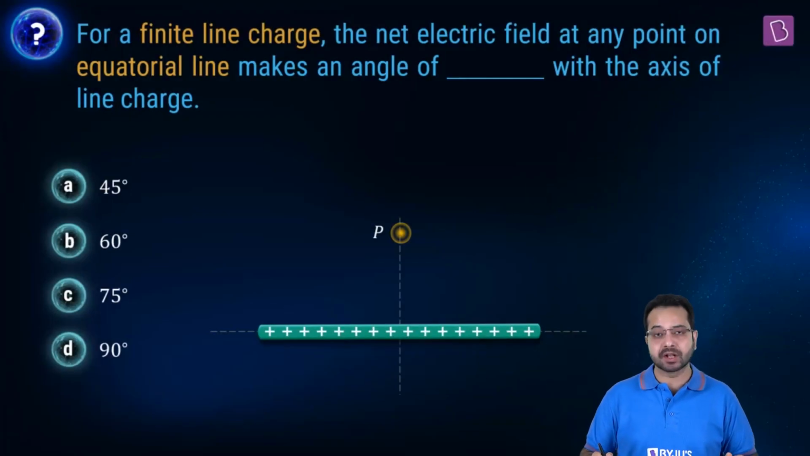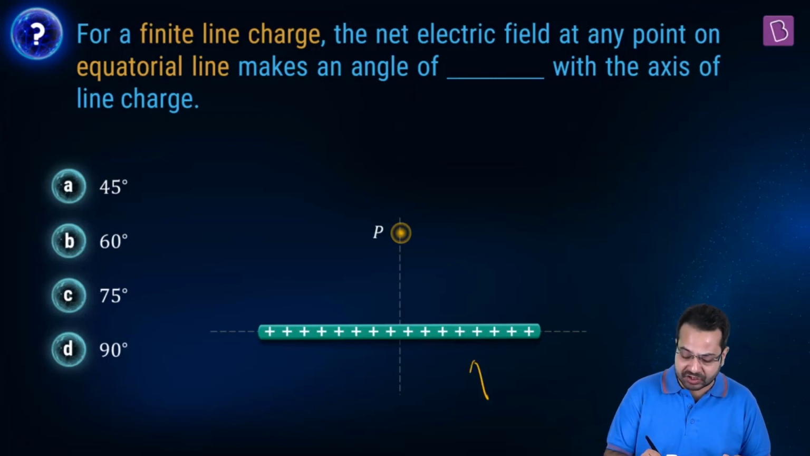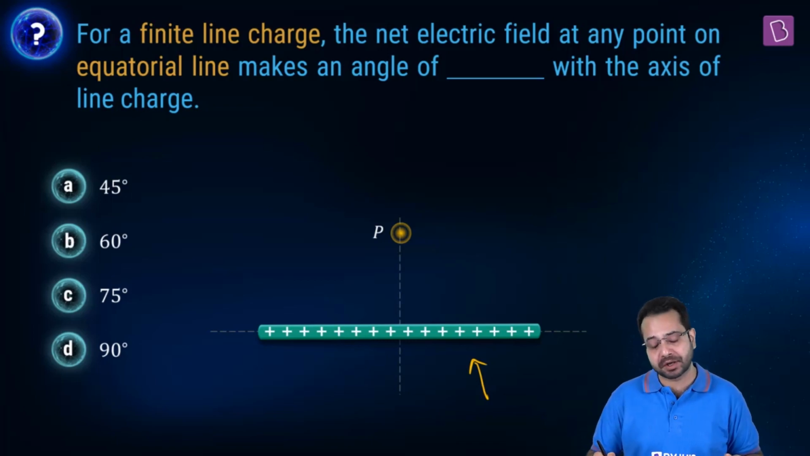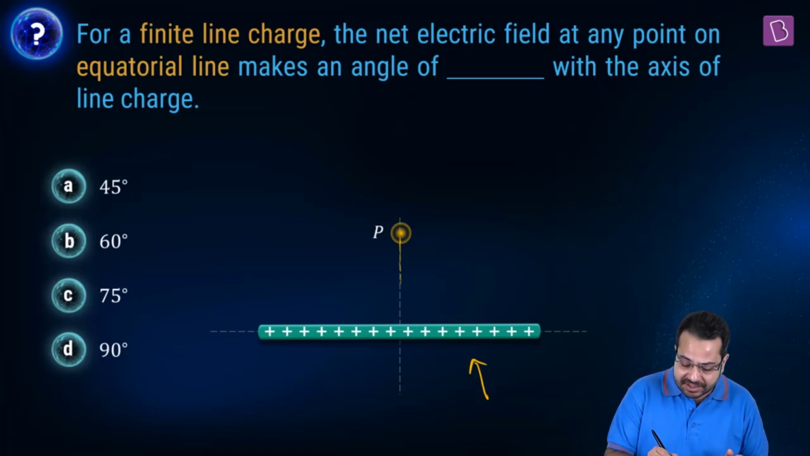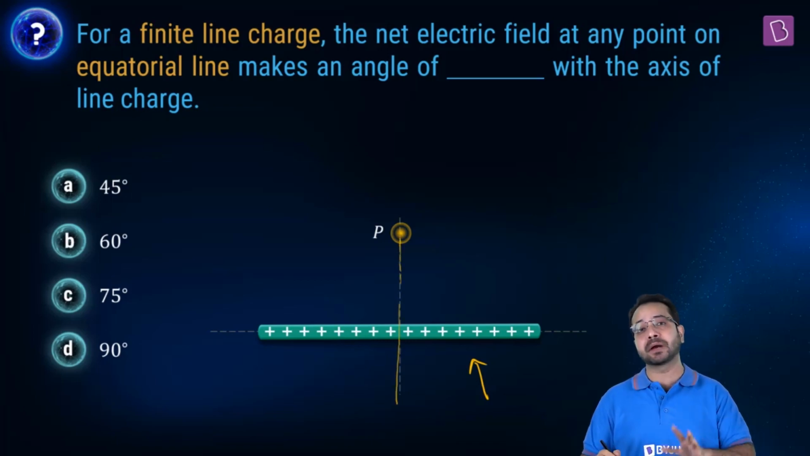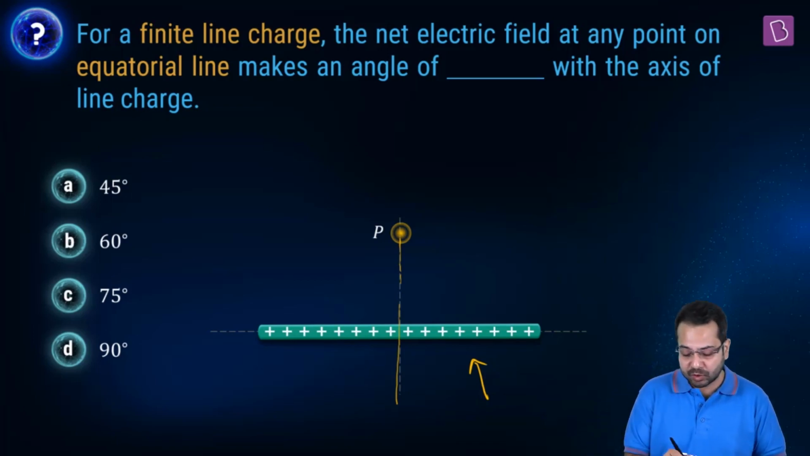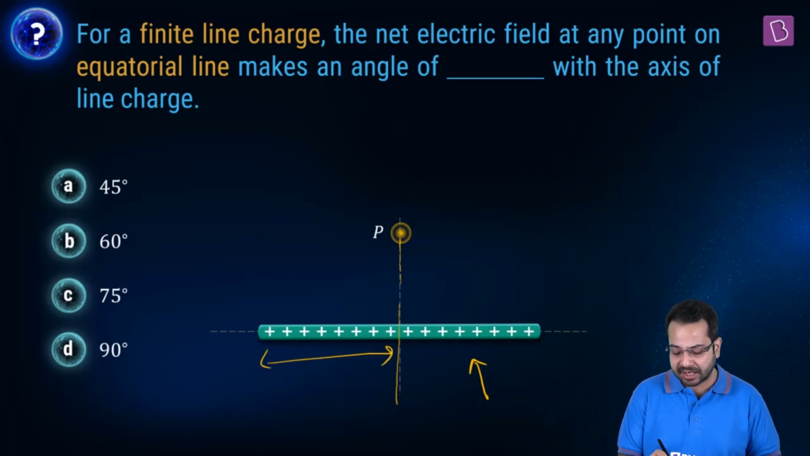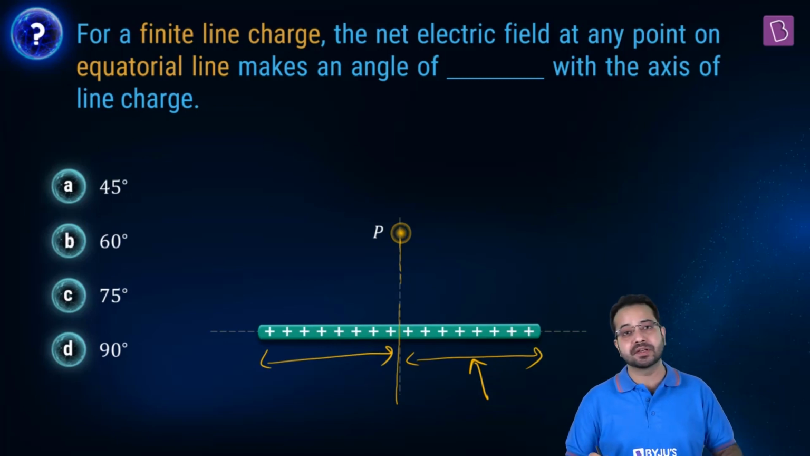For a finite line charge, the net electric field at any point on the equatorial line makes an angle of dash with the axis of the line charge. Okay, so we have a line charge over here, and this point P is on the equatorial point. What does that mean? It means that this line here is the perpendicular bisector of this line charge, which means this distance here and this distance here are going to be the same.